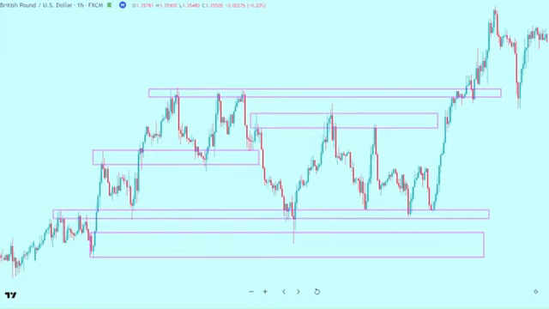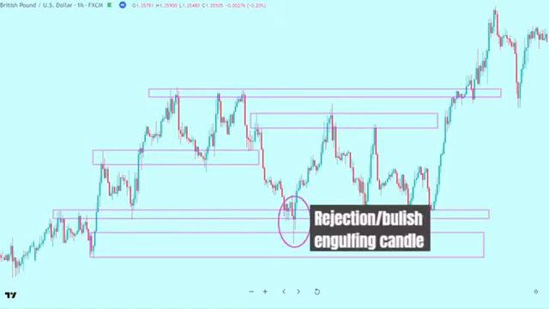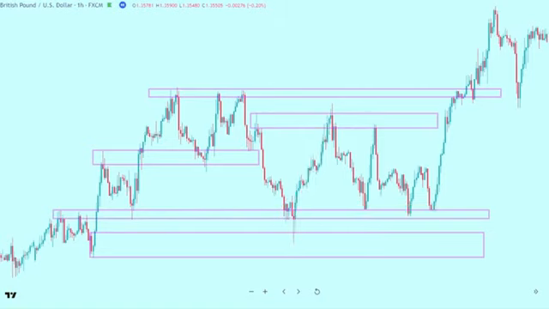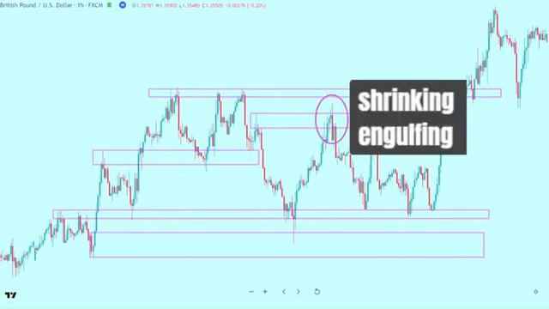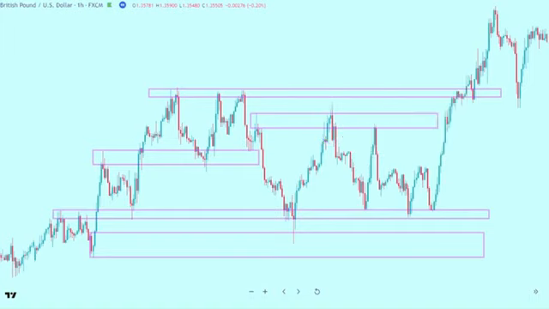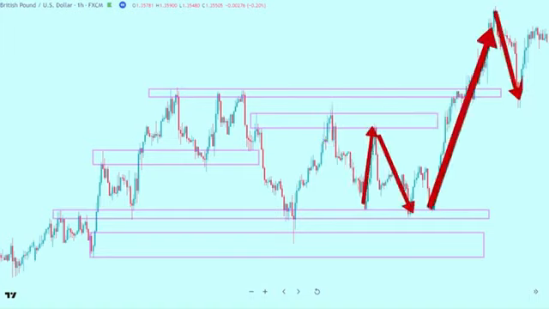So, we mark this area as a supply zone and observe this demand area. The price forms a rejection candle and engulfing, then price rises toward this supply zone. And here, price forms a shrinking pattern, indicating weakening buying pressure, and sellers start entering. Finally, a bearish engulfing appears, indicating that sellers have won the battle, and the price falls again, and so on.